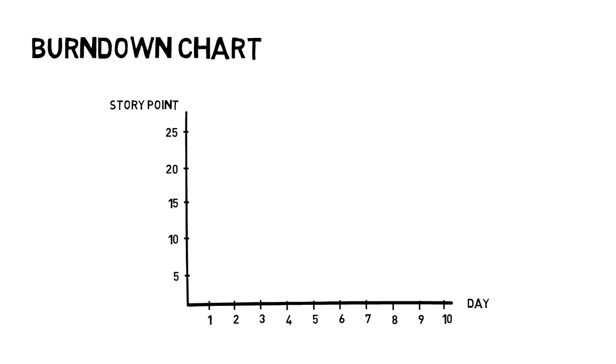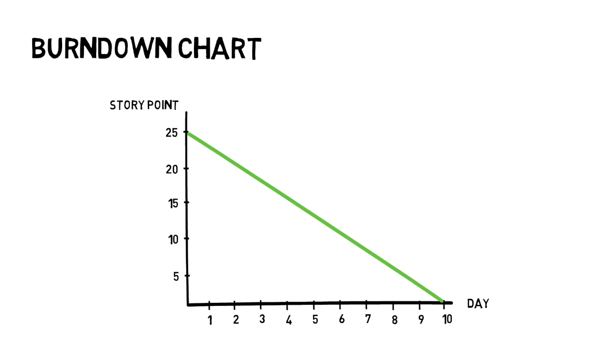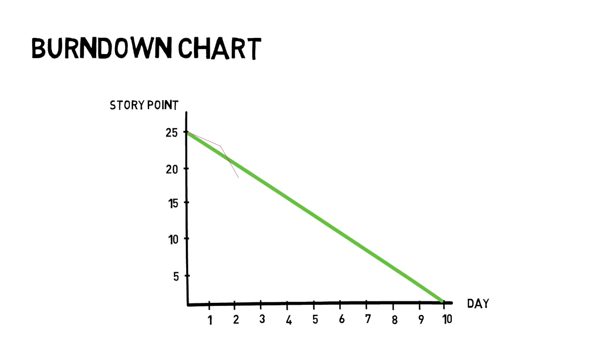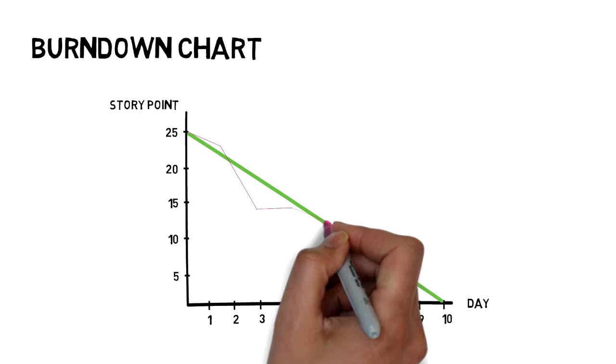The ideal flow of completing the user stories in the sprint is by having this straight line. In this example, the team has 25 story points in their sprint and will run a sprint of 2 weeks, which is a 10 days sprint. Every day, during the daily Scrum, the team will discuss how many story points they have accomplished in the previous day, and then draw the line by removing the amount of story points completed.